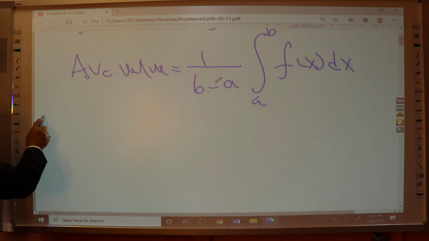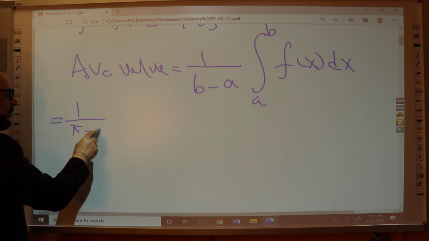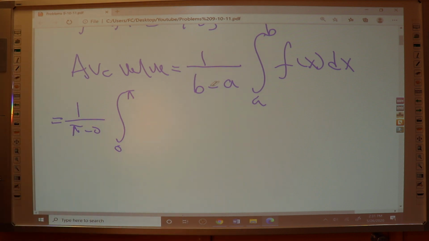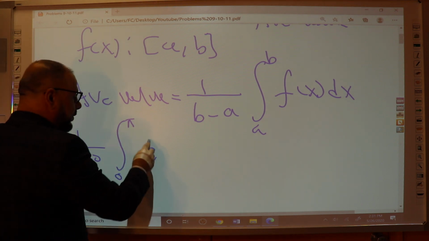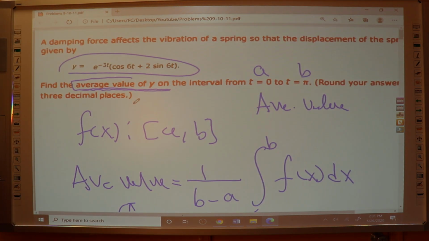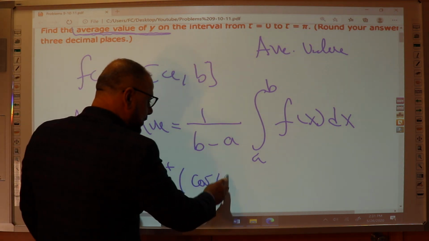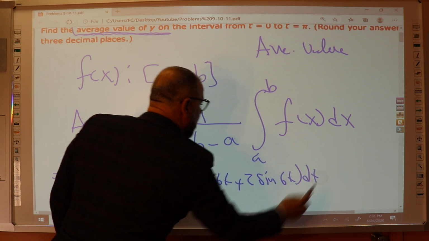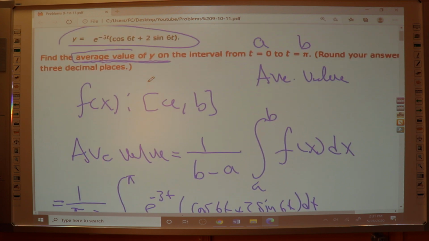Then for my question it will be equal to 1 over pi minus 0 times the integration from 0 to pi of e to the negative 3t cosine 6t plus 2 sine 6t dt. That's my function. Let me make sure that I have the correct function. Yes, e to the negative 3t cosine 6t plus 2 sine 6t.